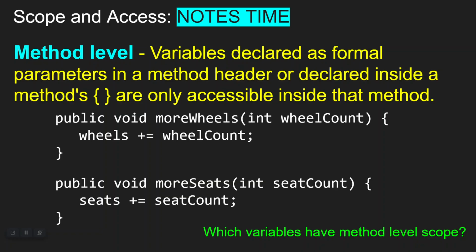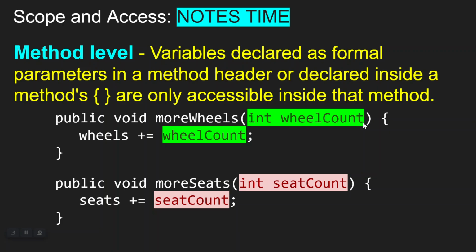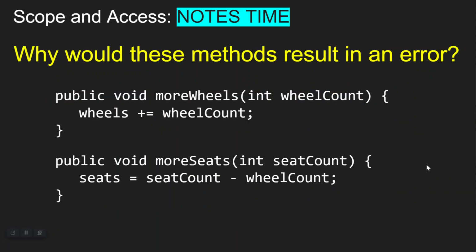All right, so let's look at a couple more here. There are two more methods being displayed for you here. Which variables have method level scope in these two methods? Again, you're probably looking at the formal parameters, which would make sense. Wheel count is being updated here, so wheel count has method level scope here. And then the same thing with seat count. Seat count is your formal parameter, and it's being updated here. So again, seat count is accessible within that method, but that is it.